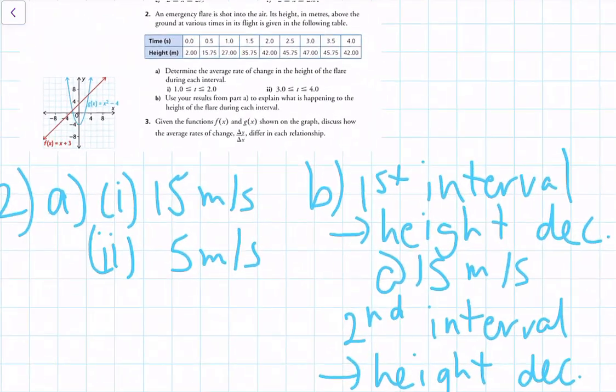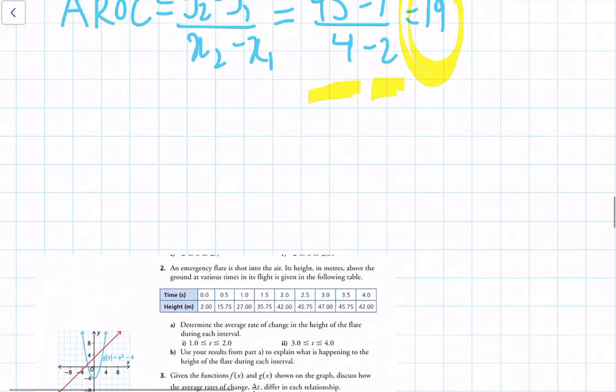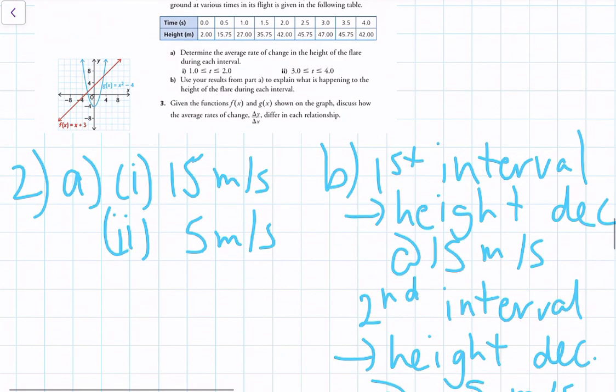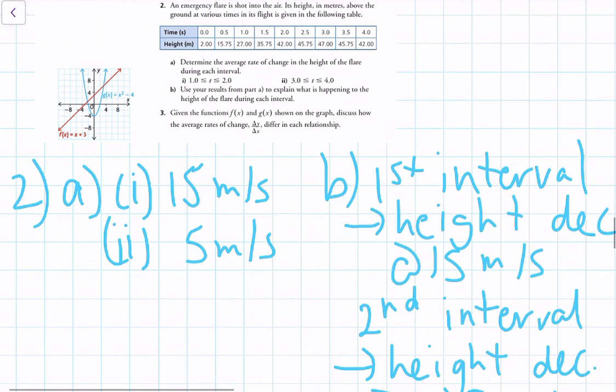Okay, so now for question 2. We have an emergency flare that is shot into the air. Its height in meters above the ground at various times in its flight is given in the following table. So for part A, they're asking for the average rate of change during each interval. This is really straightforward. I just used the same method that we had before, and I calculate the delta y over delta x using the table. I look for 1, I knew that was my x, and then I found the y that corresponded, looked at 2, found the y, 3, same thing, 4, same thing, and then subtracted and divided by each other, and I got these two values.